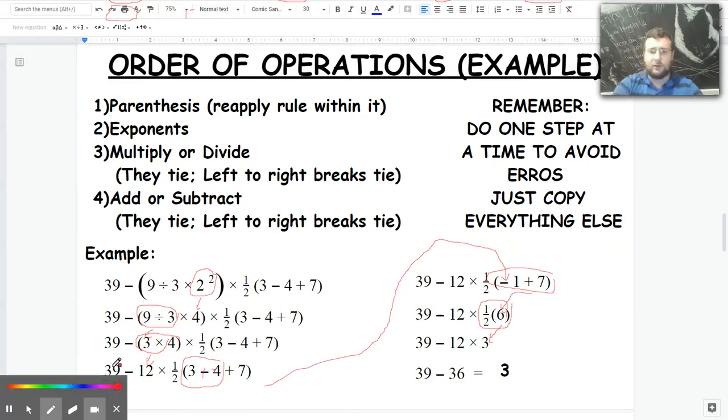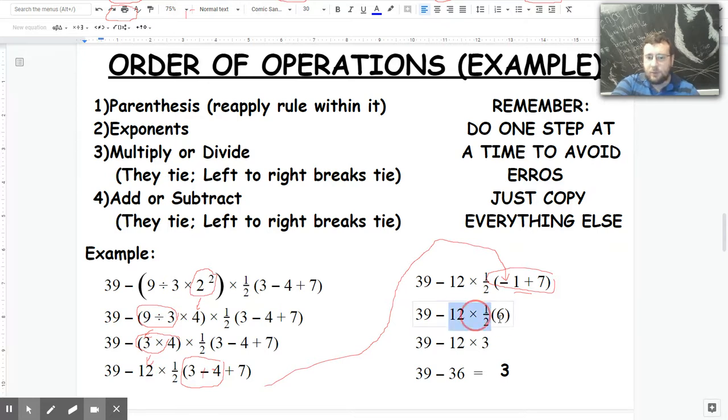Let me pause the video here. Actually, I'm not going to pause so that you can see the error that I made. I did multiplication in the wrong order. Now, it doesn't matter because multiplication can be done in any order and it still gives you the right answer. But technically, I was supposed to go from left to right and do the 12 times the half first and actually get 6, and then do that times the 6, which will still give you 36, so it didn't matter.